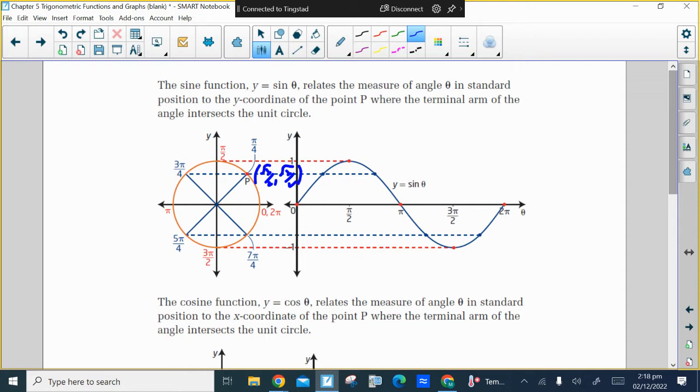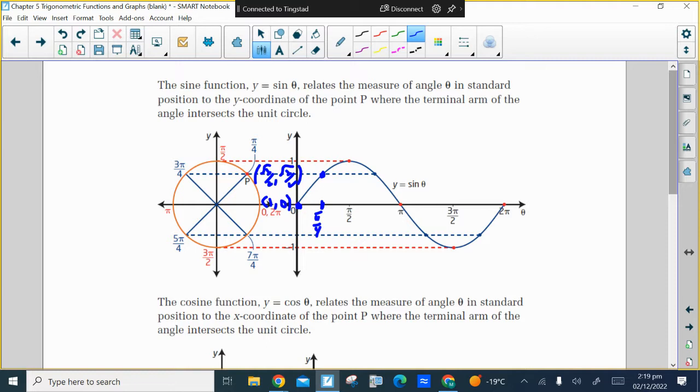So on a graph, that comes when theta, the angle, is pi on 4, so that's this point right here, pi on 4, and the value of y is root 2 over 2, which is 0.707. That's that point right there. Okay? At 0, the coordinates there are 1 comma 0. So the value of sine at 0 radians is 0. That's that point right there.